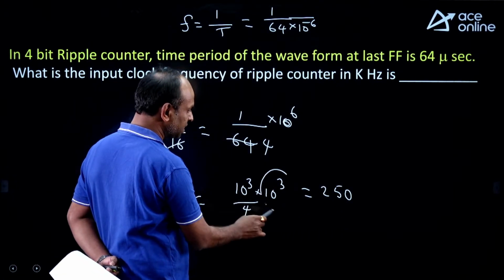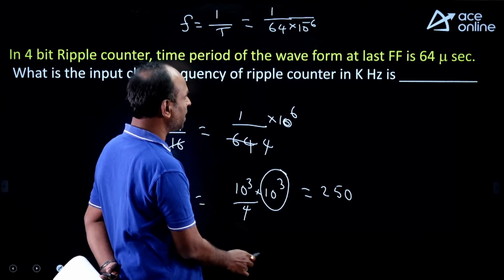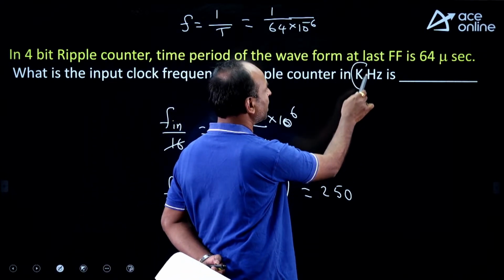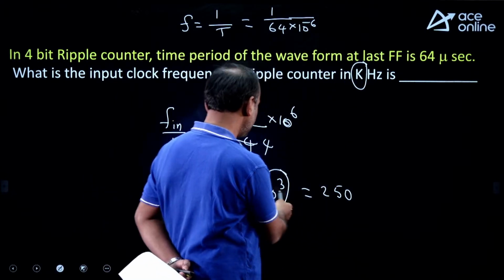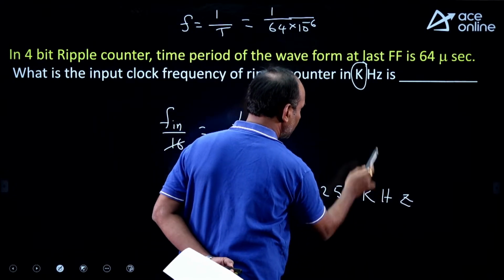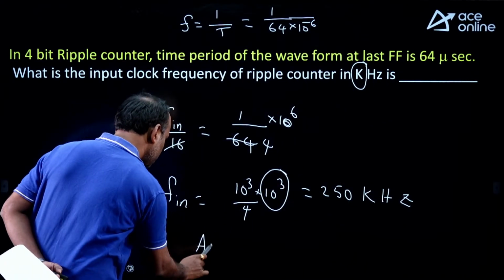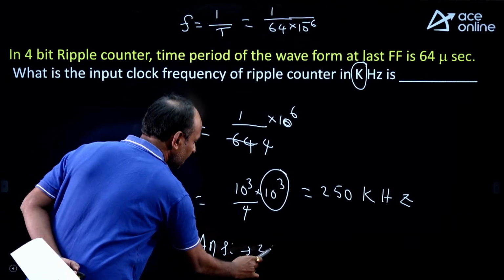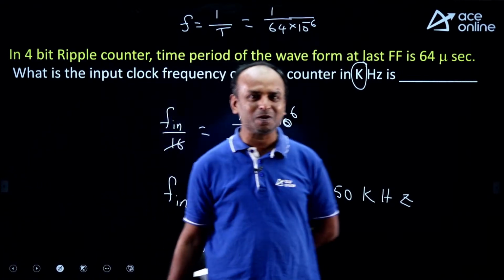This 10 power 3 is nothing but kilohertz. In the question paper, read clearly, kilohertz is asked. Be careful here. Kilohertz means 10 power 3, so in the question paper kilo is already given. So the perfect answer is 250, the correct answer. These are the questions from digital logic.